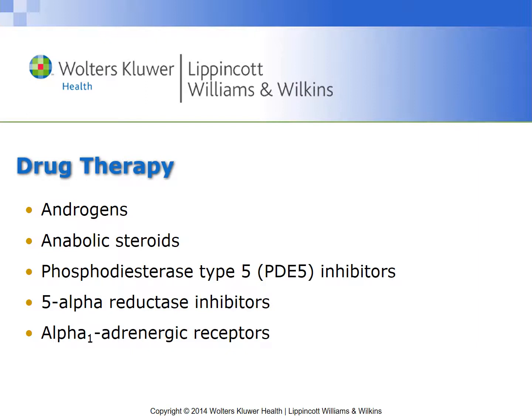So here are our drug therapies. We've got the androgens and the anabolic steroids. Now, the anabolic steroids are not listed as one of your exemplars, but nevertheless, it's something that we do need to talk about and be aware of. So we'll talk a minute about that, and then the phosphodiesterase type 5 inhibitors, your 5-alpha reductase inhibitors, and your alpha-1 adrenergic receptors.